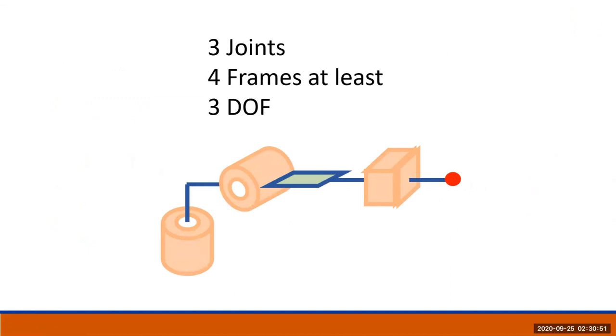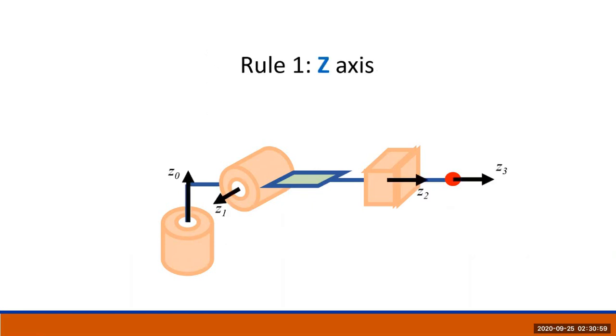Now, here we have a 3 joint, 4 frame, 3 degree of freedom robot. And for rule number 1, we set up the z direction, and we find this direction for z0, z1, z2, z3. As you can see, for the joint, the z points to the direction of the revolution axis, or the direction of its motion for the extension portion. And z3 is the end effector, so we follow z2.